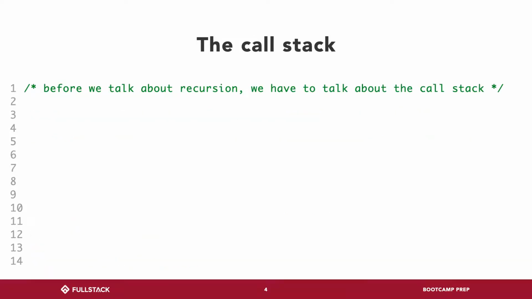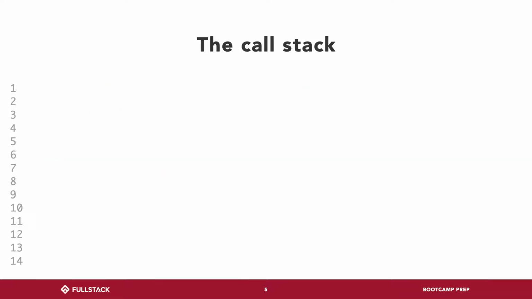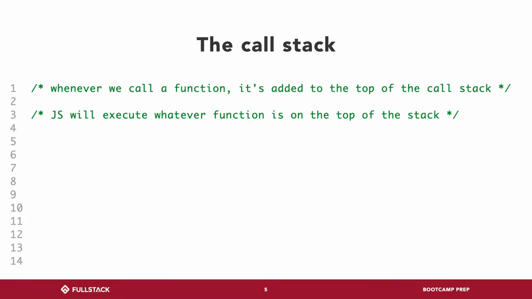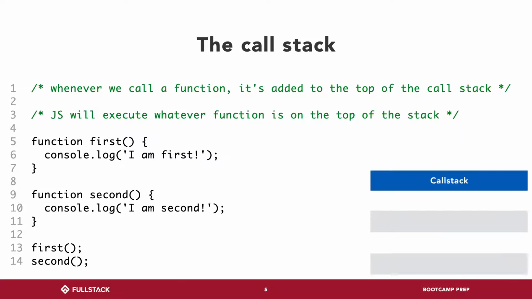Okay, so the call stack. JS is single-threaded, like I said, and that means that it can only run one function at a time, right? So the call stack is the structure that JavaScript uses to figure out which function it should be running at any point in time. So whenever we call a function, it's added to the top of the call stack. So this is like the thing I showed you, right? So here is a visual call stack.